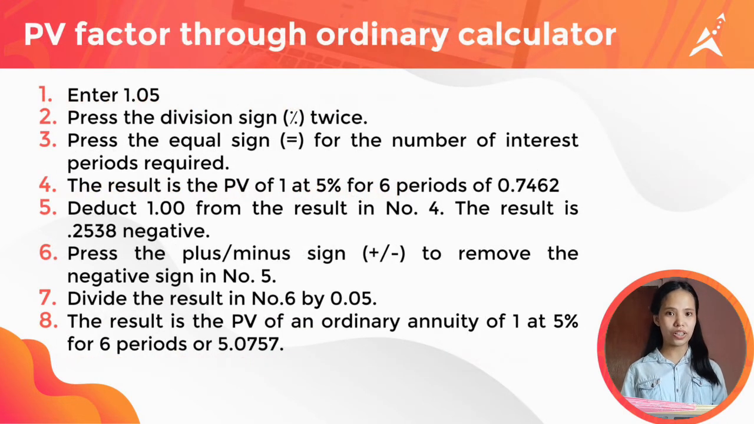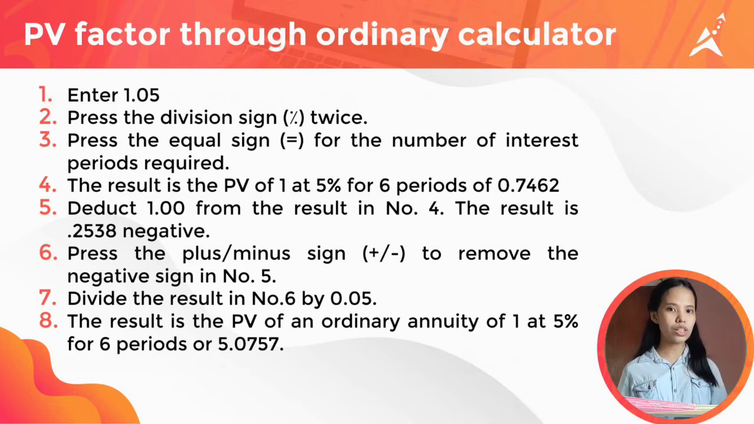So before we move on to the next slide, there is a way to find the present value factor through an ordinary calculator. So please get your calculators and follow these steps. Let's try to find the present value factors from the previous illustration. The first thing to do is to enter 1.05 because it is the present value of 1 at 5%. Second, press the division sign twice. Then, press the equal sign for the number of interest periods. Since the interest period is 6, we just need to press the equal sign 6 times.